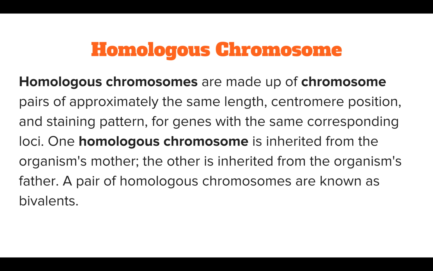Okay, homologous chromosomes. These are chromosome pairs of approximately the same length, with the centromere in the same position, where the two sister chromatids connect, and the same staining pattern, with genes at the same corresponding loci, so they have the same genes. One homologous chromosome is inherited from an organism's mother, and the other is inherited from the organism's father. So each chromosome contains different information because they come from different organisms. This is what leads to variation. And a pair of homologous chromosomes is known as a bivalent. Everything I'm saying now is very important to know because this will help you visualize and memorize the process of meiosis.